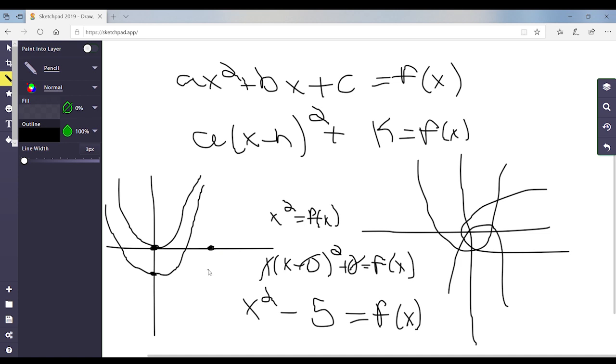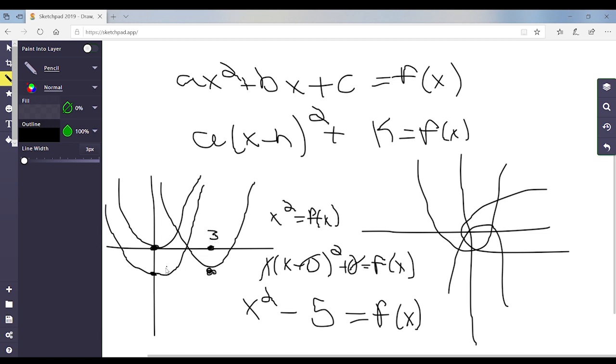Okay, so let's say we wanted to move it right and we wanted to move it down. So we would have to change the h, right, because we would want to move it right, and we would also have to change the k because we want to move it down. So the k is going to be the same as before. It's going to be -5 because we're moving it down by 5.